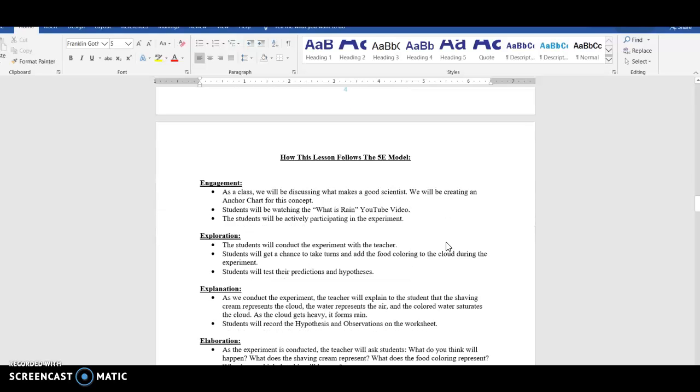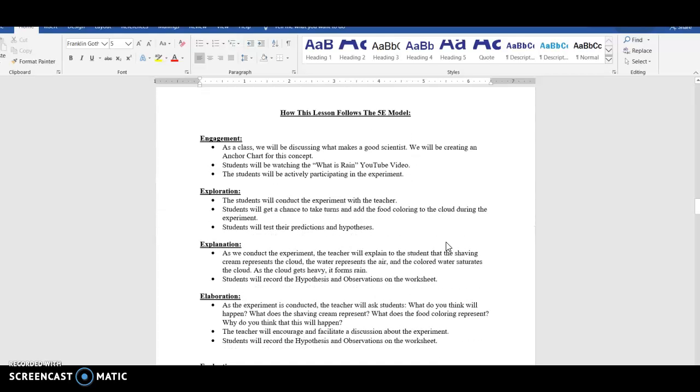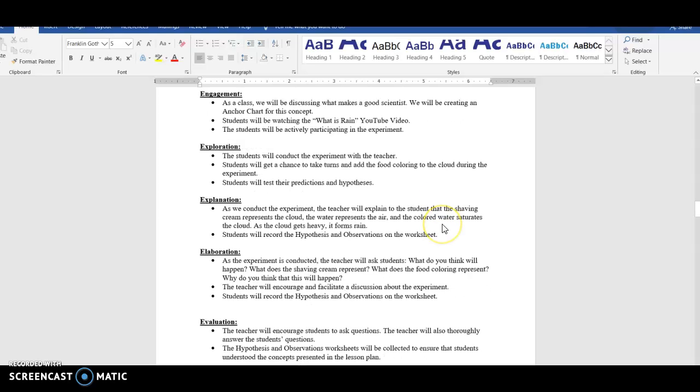Now we get to how this lesson follows the 5E model. Engagement. As a class, we're discussing what makes a good scientist and creating the anchor chart, and they're watching the What is Rain video, and they'll be actively participating in the experiment. So we're using that to gauge their attention. Exploration. They will be conducting the experiment with the teacher, and they'll get a chance to take turns and add food coloring to the cloud during the experiment. They will also be testing their predictions and hypotheses.